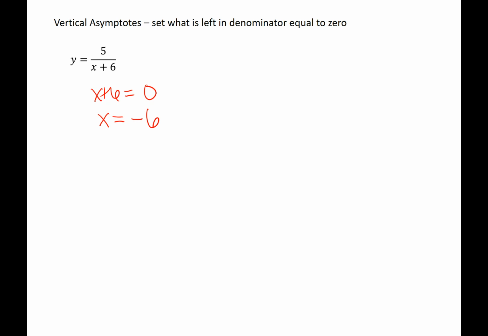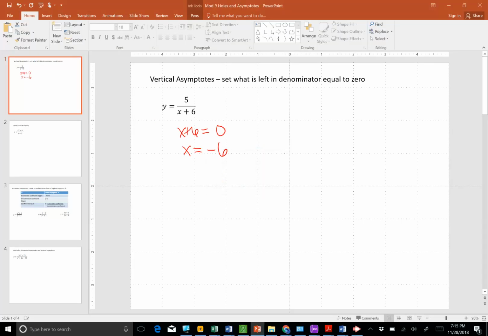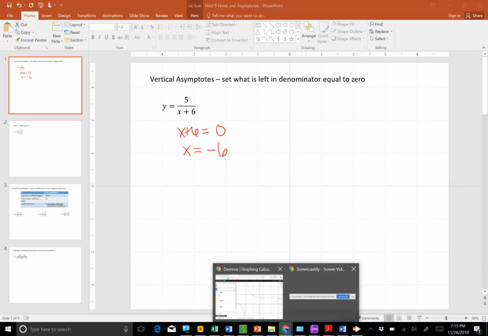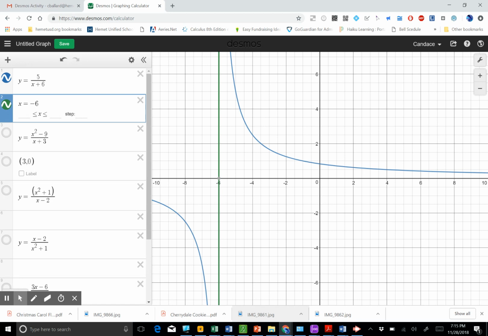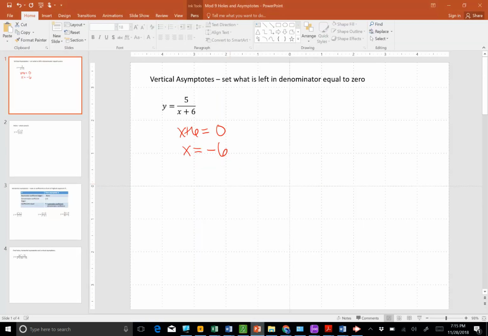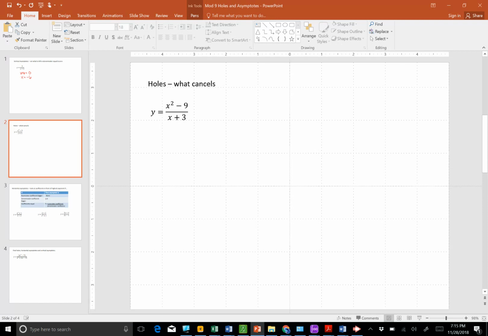So let's go ahead and see that on a graph really quick. So I've got a graph here in Desmos. So there's the graph of it right there. And if I type in x equals -6, you see right in here that the vertical asymptote is definitely at x equals -6. Okay. So that's vertical asymptotes.